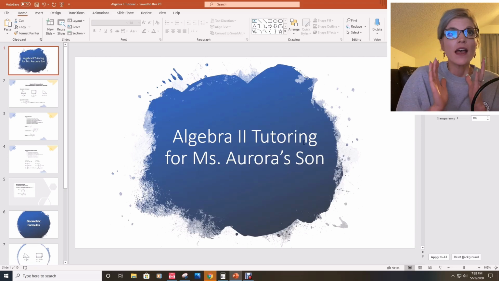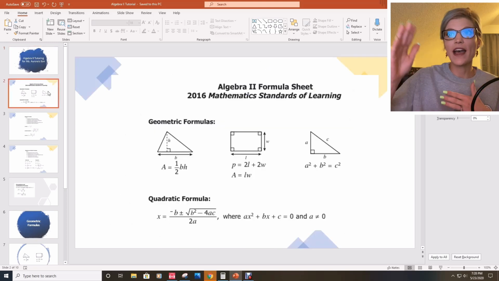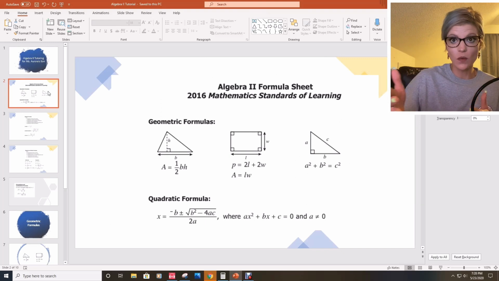So getting into this, these are the formulas that I found online. So we have our geometric formulas, which are our most basic ones here. We've got the area of a triangle right here. We've got perimeter and area of rectangles, and then we've got the Pythagorean theorem here. And then we've got the quadratic formula.